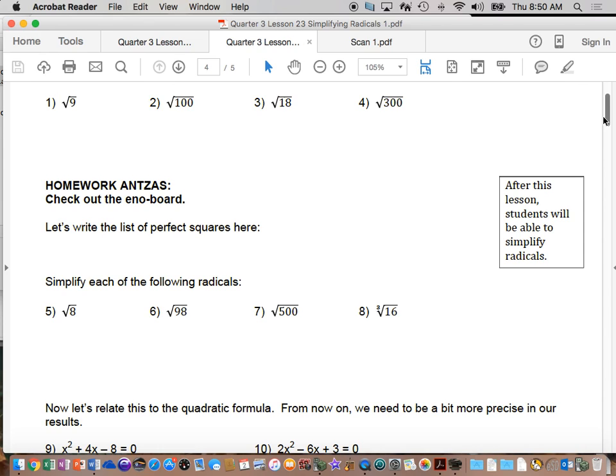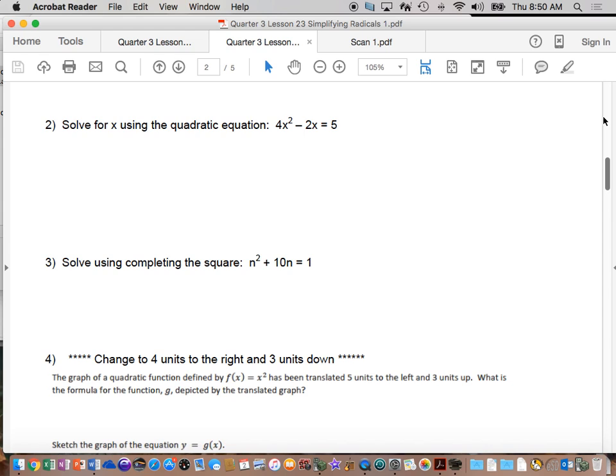Now, here's the deal. If you remember a while back, in fact, let's go to things a while back. Somewhere, just squeeze this in on your paper. Solve using the quadratic formula. I hope you remember the quadratic formula. X equals negative b plus or minus square root b squared minus 4ac all over 2a.